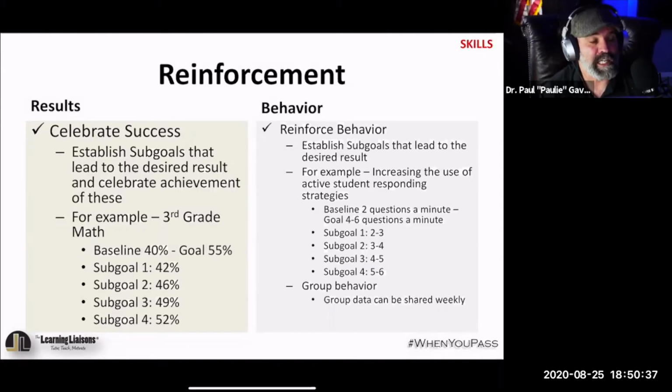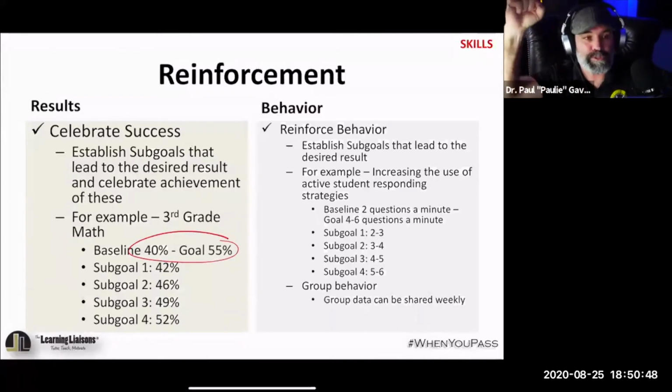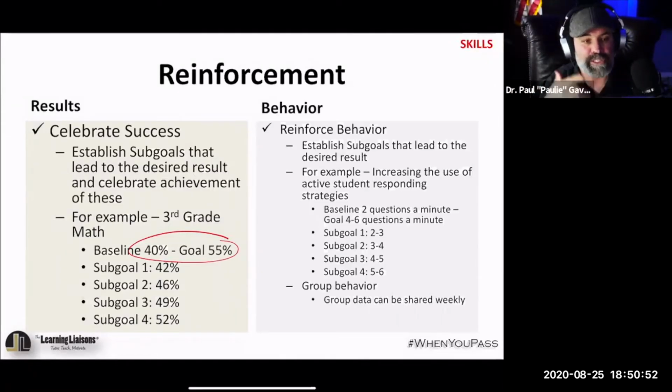If it was an increase in something, hey, if the baseline was 40% and the goal was hitting 55%, we might reward these sub goals all the way up. Yay, we hit 42%. I might have a little mountain showing climbing to it. And we would be assessing, putting that up on a metric. I'd have a nice visual analysis and provide it as feedback to the staff. And when we hit those goals, we celebrate.